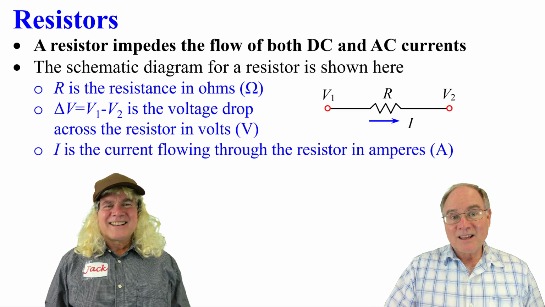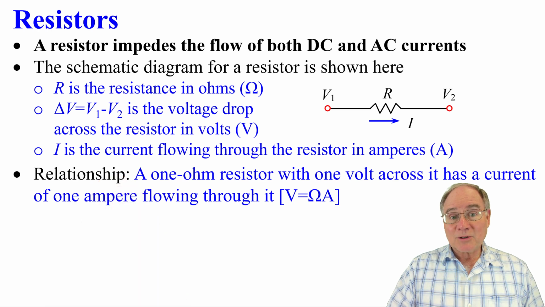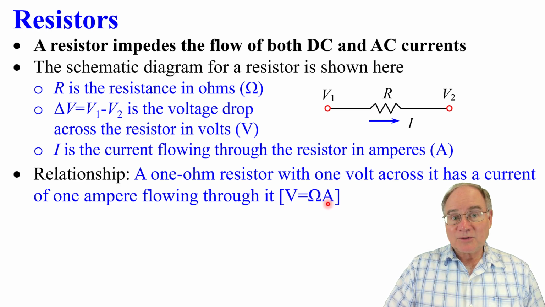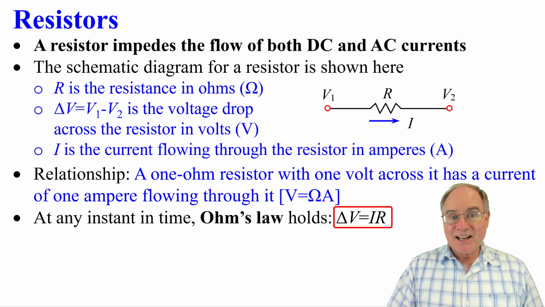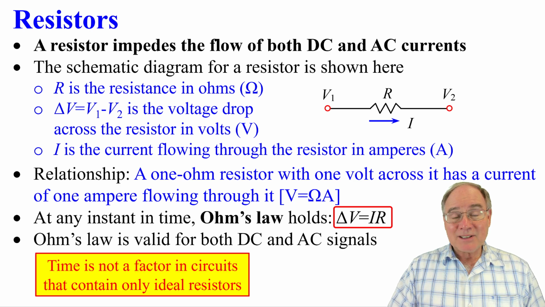Thanks, Doc. The relationship is that a 1 ohm resistor with 1 volt across it has a current of 1 amp flowing through it. As in all my videos, I use square brackets for units, so in terms of units, a volt is an ohm times an amp. At any instant in time, Ohm's law holds, delta V equals IR, and this is valid for both DC and AC signals. Time is not a factor in circuits that contain only these ideal resistors.